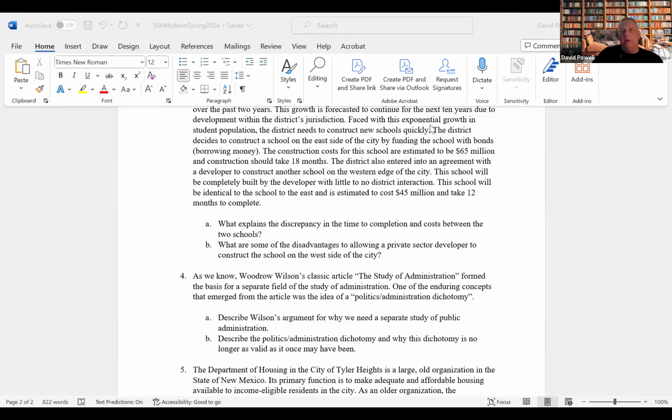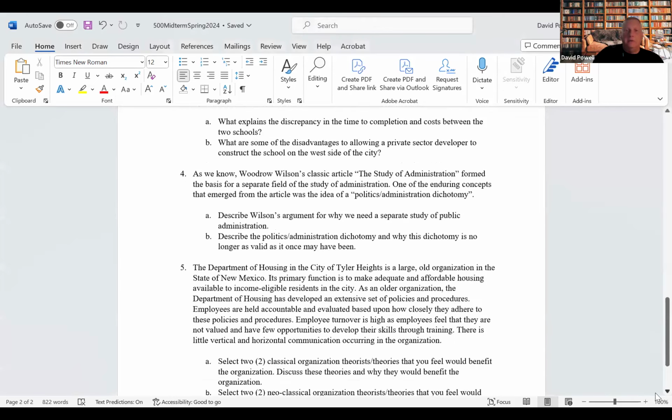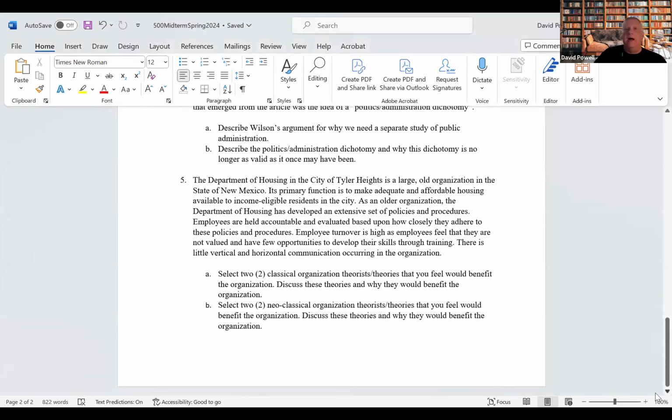And so by the conclusion of our class session tonight, you should really have all the information that you need to successfully complete scenarios 1, 2, 3, and 4. Now, scenario 5, you won't get that information until class next week, because scenario 5 looks at the theoretical perspectives in public administration. And that's going to be our topic for next week's class.